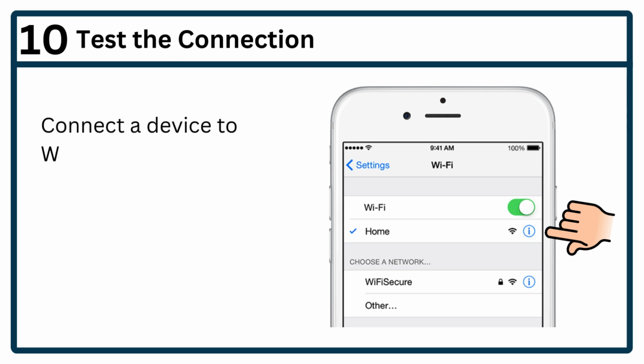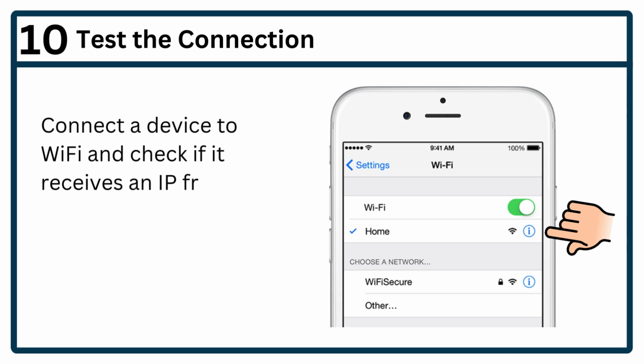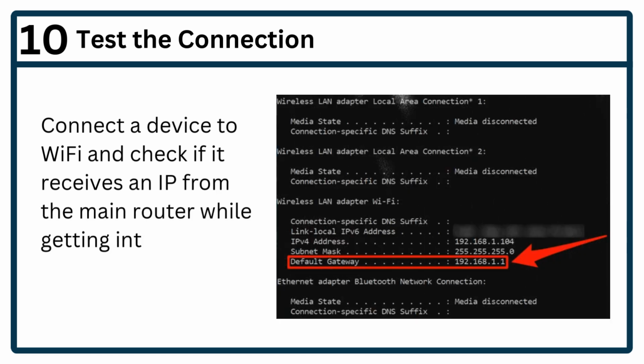10. Test the connection. Connect a device to Wi-Fi and check if it receives an IP from the main router while getting internet access.